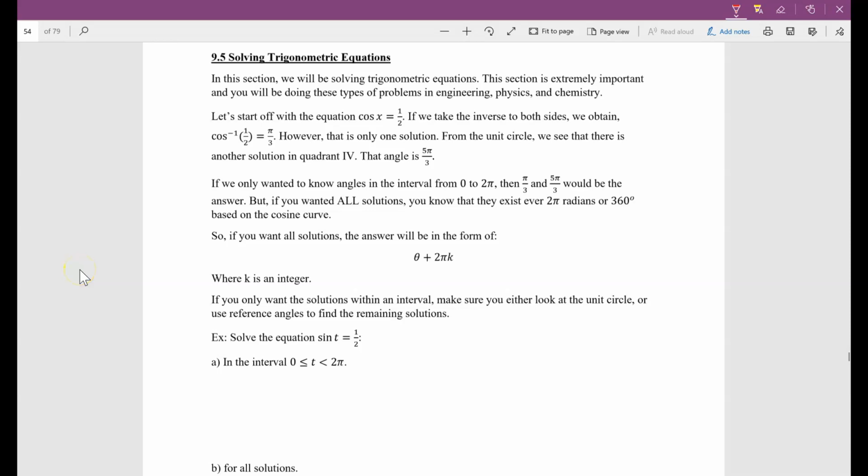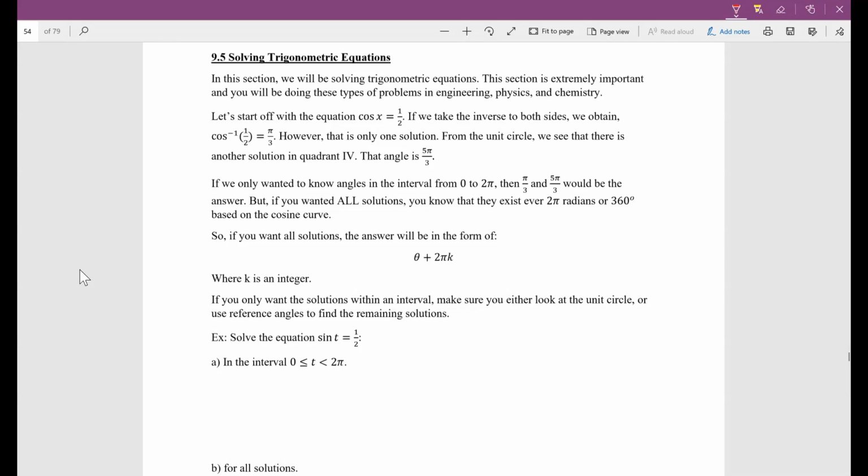This is 9.5, solving trigonometric equations. This section is going to be really important because this is where you're going to be doing a lot of these algebraic problems, tapping into your algebraic toolbox to really be able to do them. They appear a lot in engineering, physics, and chemistry, so you'll be able to see some of them.